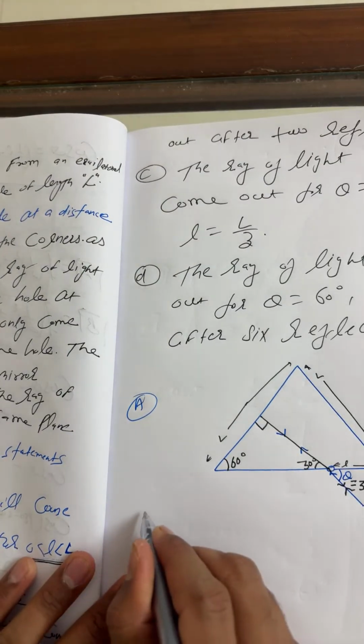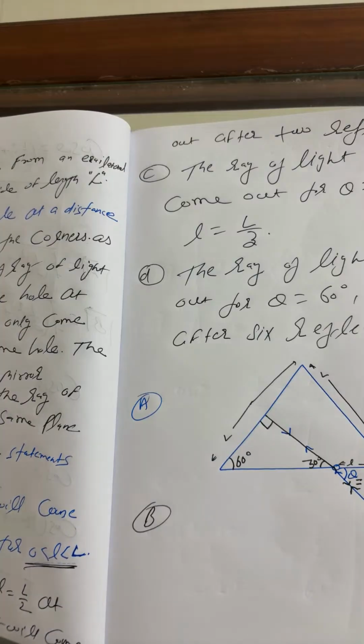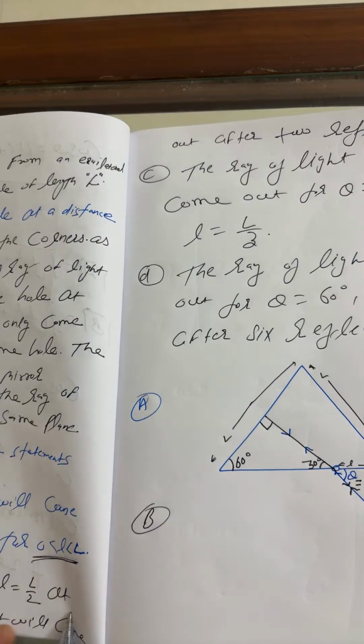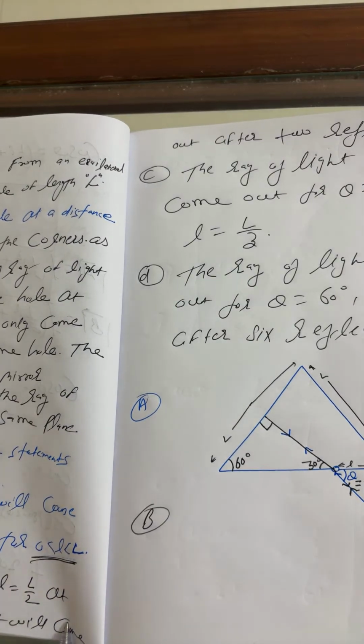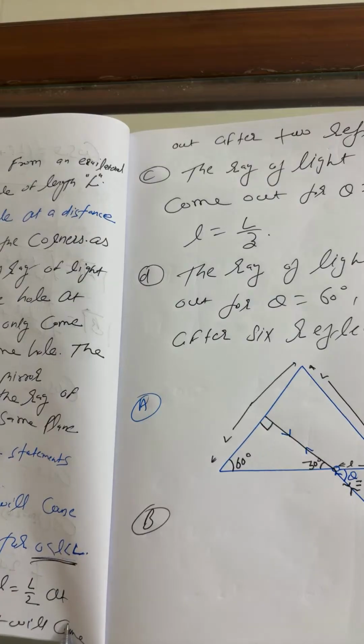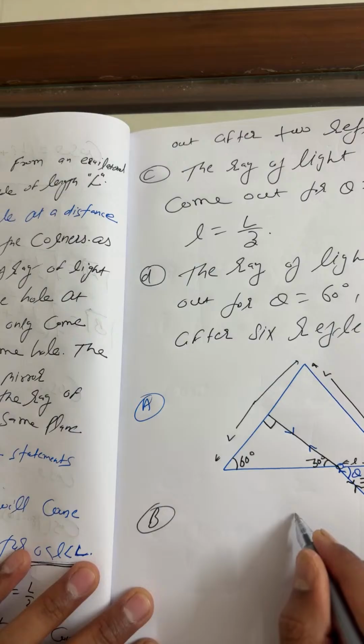Have a look, beta, at option B. What does it say? There is an angle for L equal to L by 2 at which the ray of light will come out after two reflections. Beta, what does L by 2 mean here? Just again, I'll make one more diagram.